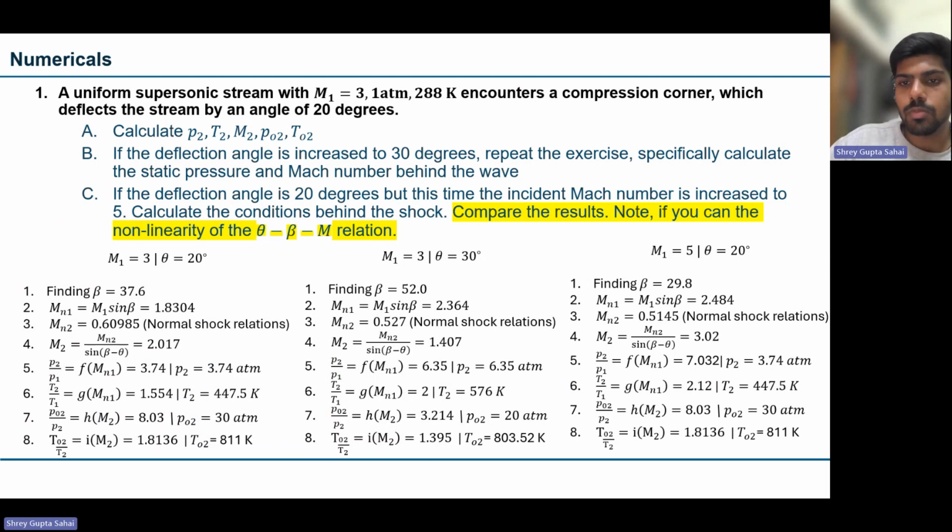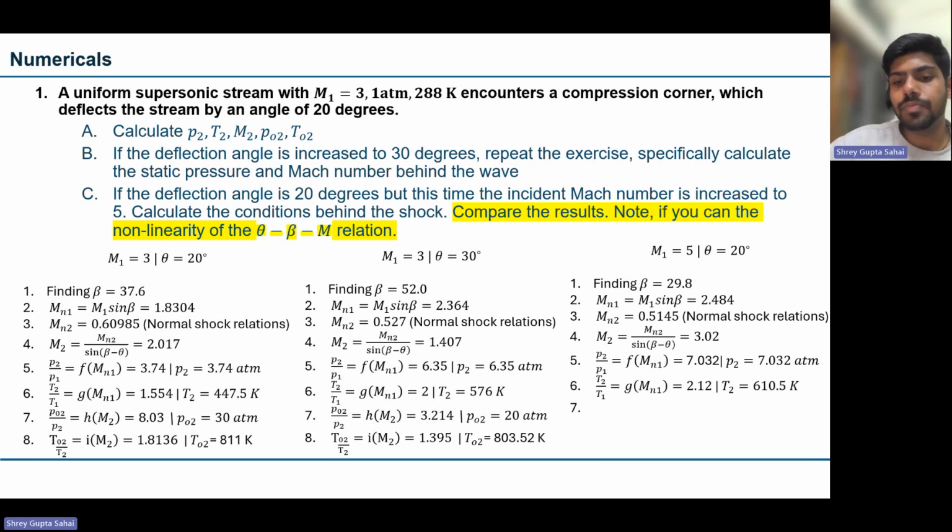Okay, so correspondingly, the pressure will be 7.032. Temperature will be not just twice, but 2.12 times 288, I think, is 610, 611 or 10.5. Static pressure ratio and temperature ratio is also something that we can calculate. So let's do that. Or let's avoid that.